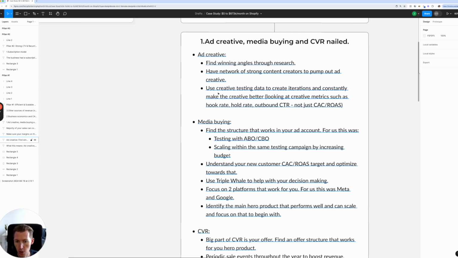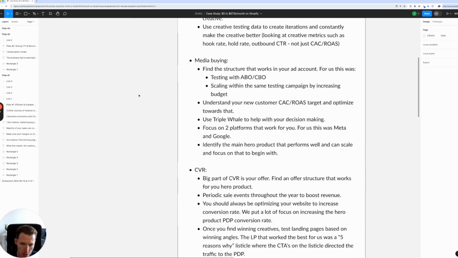Next, we use our creative testing data to create iterations and constantly make the creative better, right? So we're looking at creative metrics such as hook rate, hold rate, outbound CTR. We're not just looking at CAC and ROAS. We do want to look at the other metrics to understand if something is working, how do we create an iteration? If something is not working, how do we create an iteration? And we're always trying to get towards replicating good performance and taking bad performance and creating incremental improvements to get towards better performance.